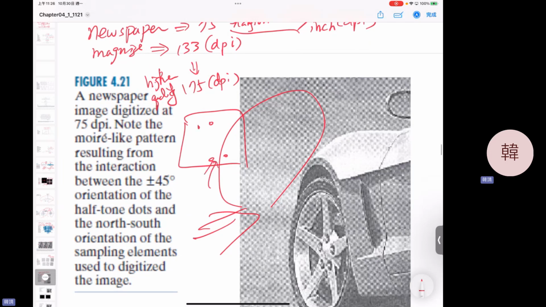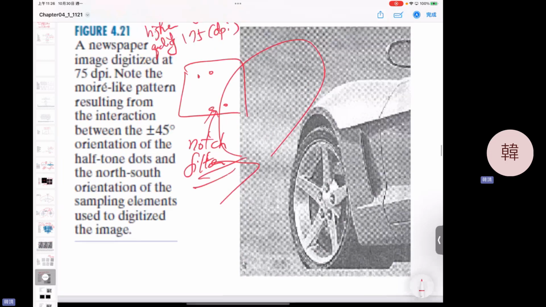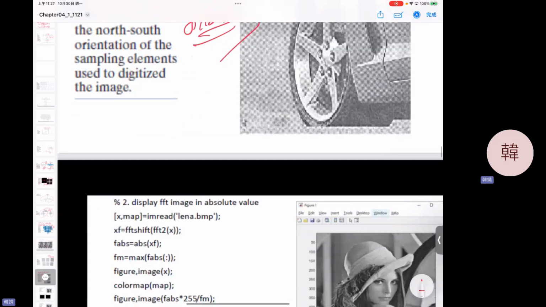So what kind of filter? We use a notch filter to remove specific energy in your frequency domain. This image will become very smooth. We will see it later, okay? No worry, just let you know. During your sampling, during your screening, due to your digital camera or your printing machine, because of the low sampling issue, the undersampling issue, the Moire pattern will occur. And we can solve it.